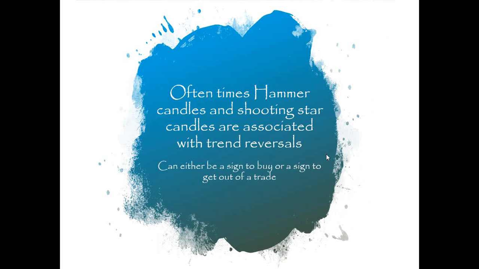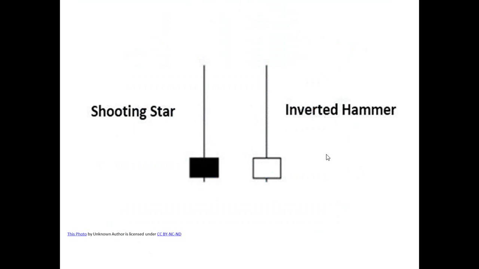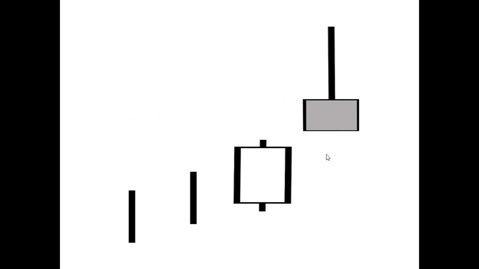Oftentimes, hammer candles and shooting star candles are associated with trend reversals. They can either be a sign to buy or a sign to sell or get out of your trade. Let's keep going. So let's start with the shooting star, or the inverted hammer. You typically see the shooting star, as I like to call it, instead of saying it's an inverted hammer, but that's exactly what it is.